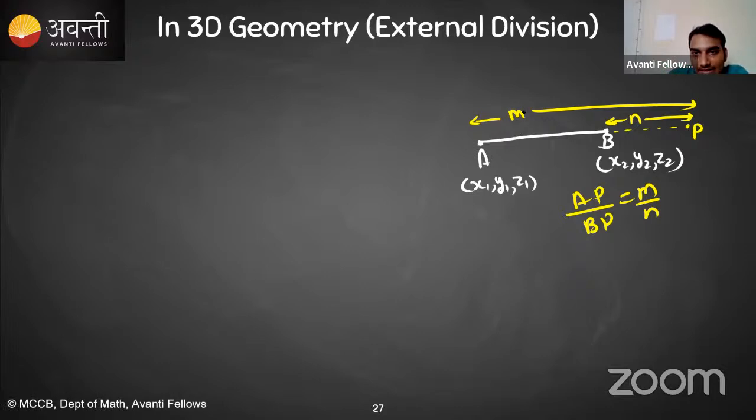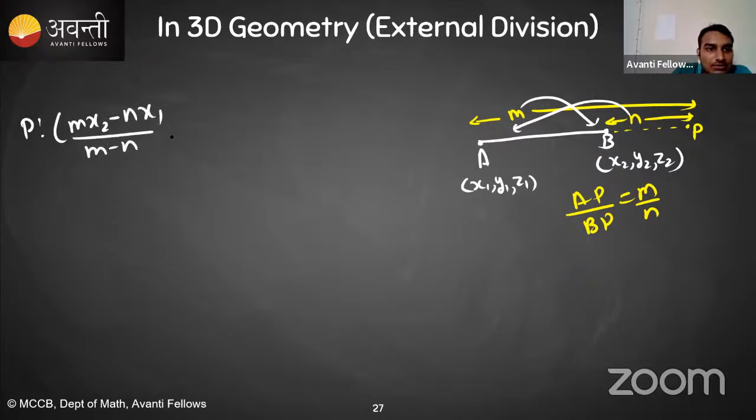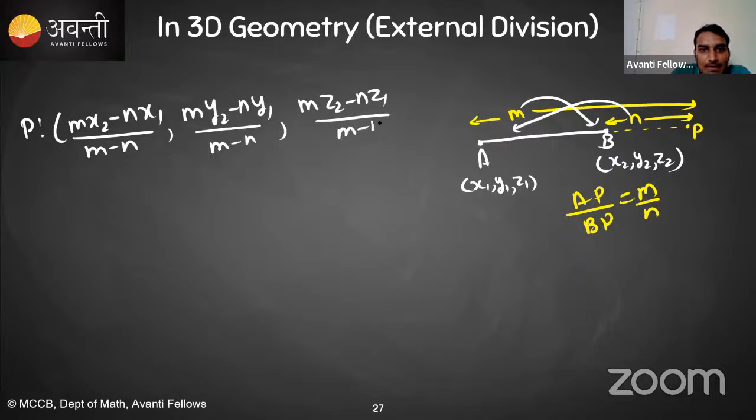Okay, so first of all, tell me the formula. The formula will remain the same. M is near to A, so M will multiply with B. N is near to B, so N will multiply with A. The pattern is the same. What will be the coordinates of P? mx2 minus nx1, just put a minus this time, rest of the things are the same, divided by m minus n, comma my2 minus ny1 divided by m minus n, comma mz2 minus nz1 divided by m minus n when external division. Is this clear? Now tell me, how do you identify that P is near to A or near to B?